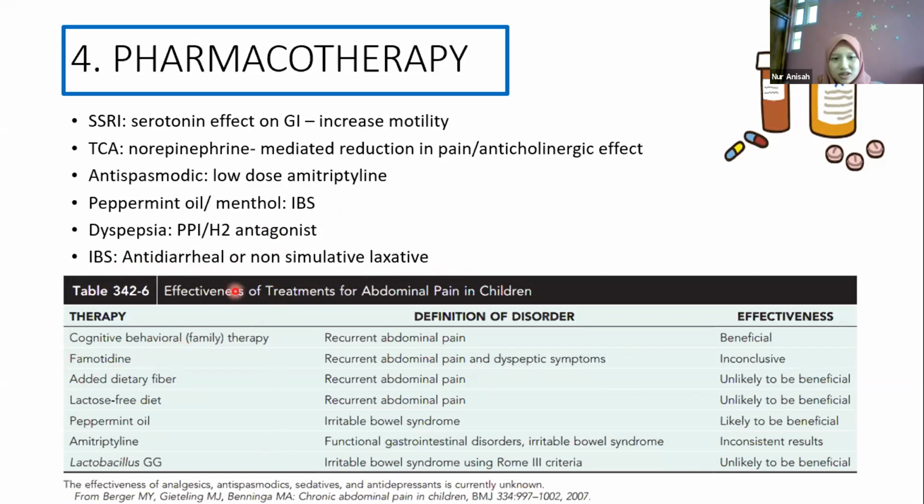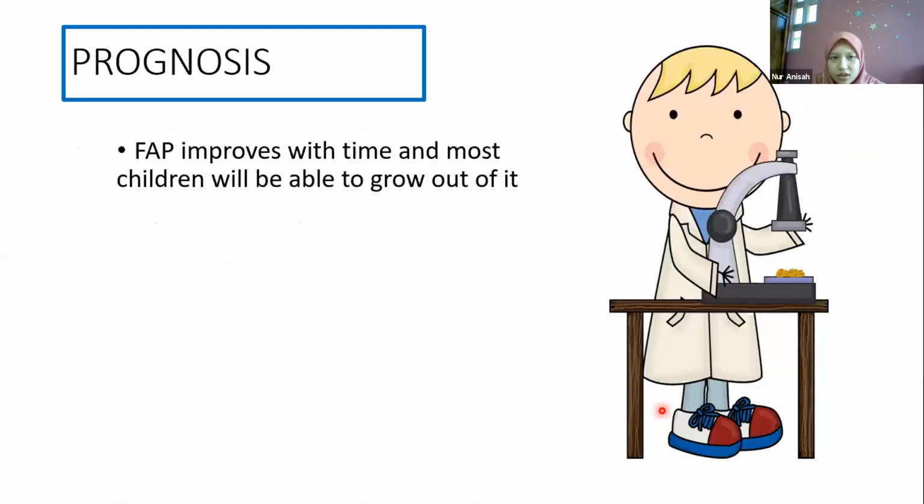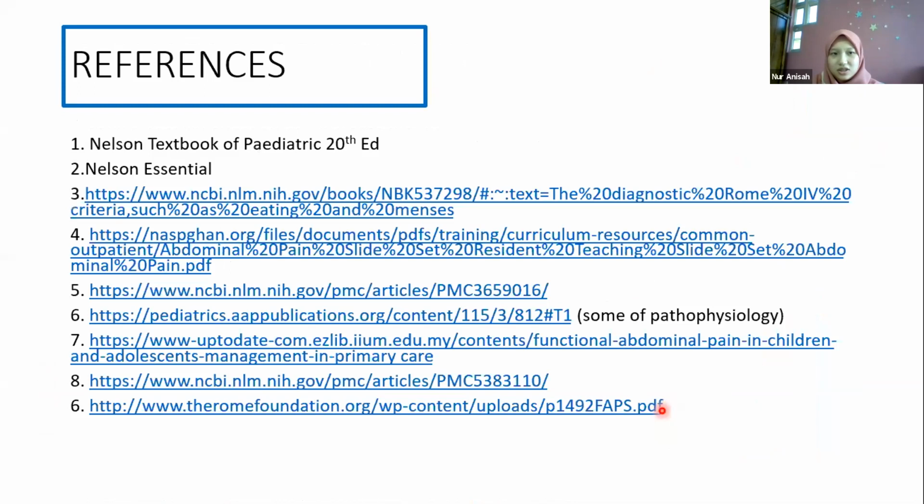So as you can see below, this is a table of effectiveness of treatment in FAP. And somehow only CBT, which is related to psychology, is beneficial to the patient. Otherwise, other management like dietary doesn't really help in resolving the pain, but we can just opt or suggest it to the patient. And for prognosis, FAP improves with time, and most children will be able to grow out of it. So that's all for my presentation. These are my references.